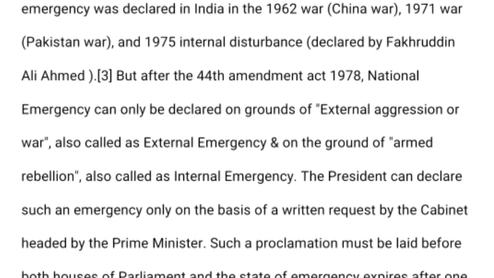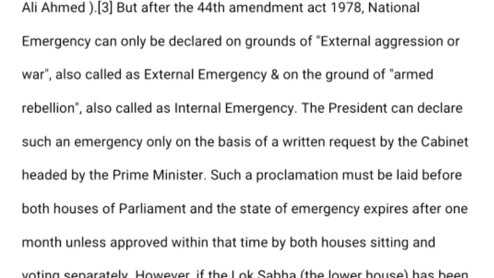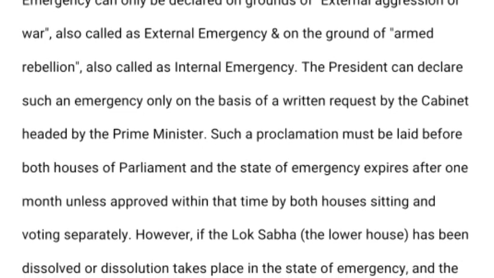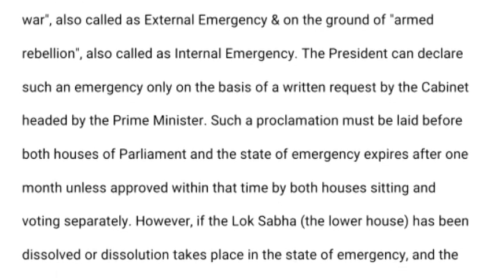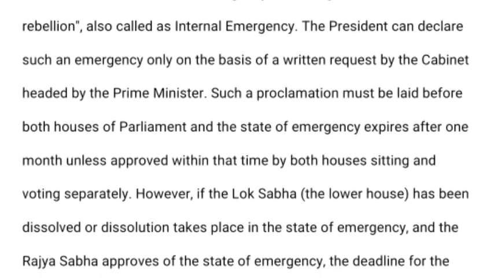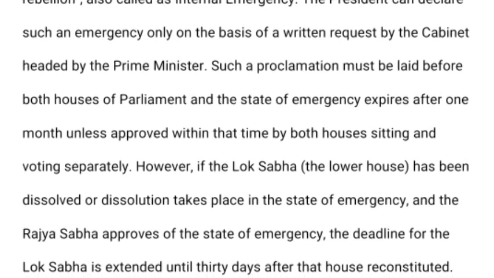But after the 44th Amendment Act 1978, national emergency can only be declared on grounds of external aggression or war, also called as external emergency, and on the ground of armed rebellion, also called as internal emergency. The President can declare such an emergency only on the basis of a written request by the Cabinet headed by the Prime Minister. Such a proclamation must be laid before both Houses of Parliament, and the state of emergency expires after 1 month unless approved within that time by both houses sitting and voting separately.